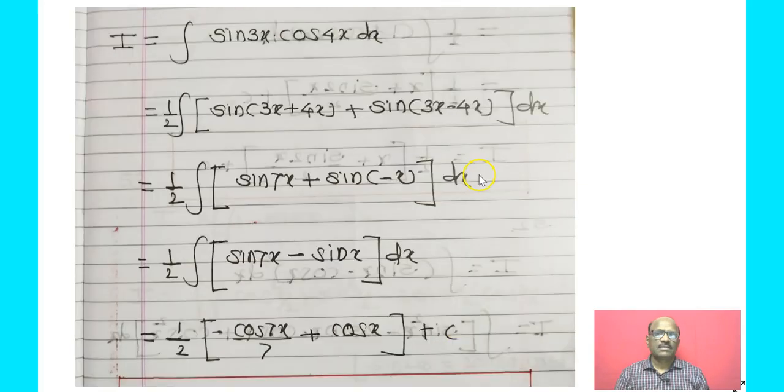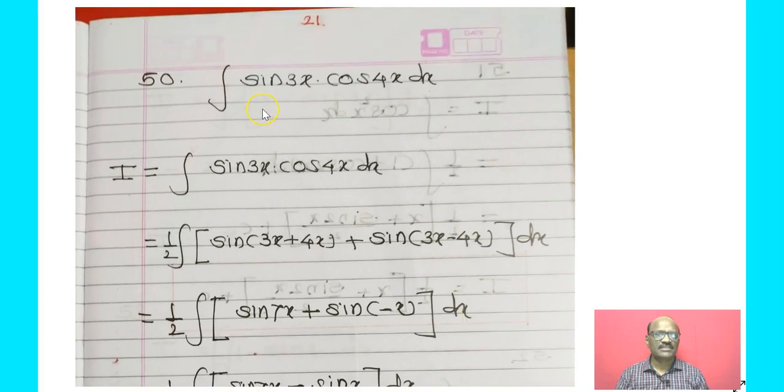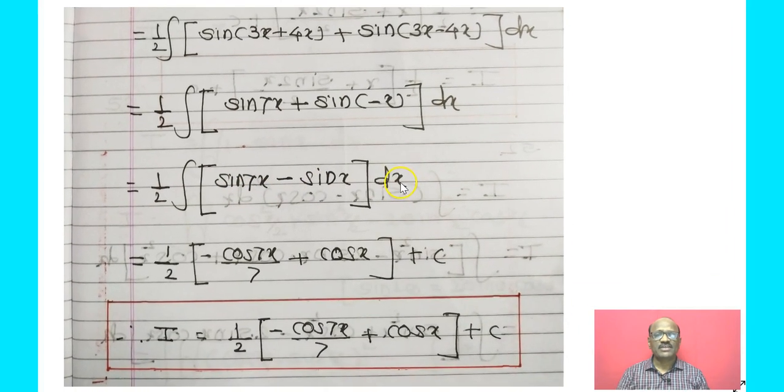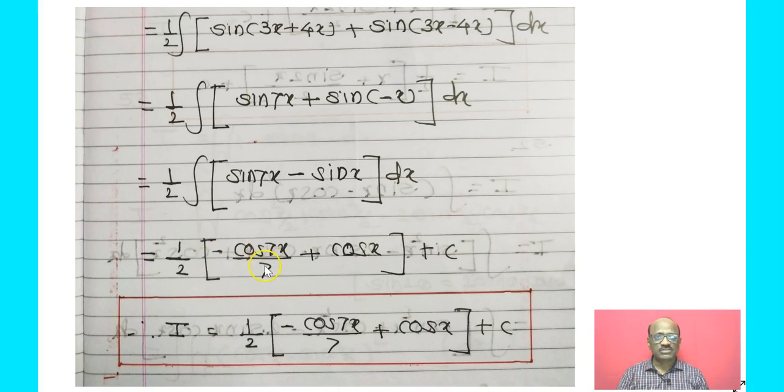Now next problem, that is problem number 50, that is integral sin of 3x into cos of 4x. I is equal to integral sin of 3x cos of 4x. That is equal to 1 upon 2 sin of a plus b plus sin of a minus b. Therefore 1 upon 2 sin of 7x plus sin of 3x minus 4x. It becomes sin of minus x. Again the sin of minus theta is minus sin theta. That is 1 upon 2 integral sin of 7x minus sin x. Therefore the integral of sin of 7x is minus cos of 7x upon the coefficient of x, which is 7.